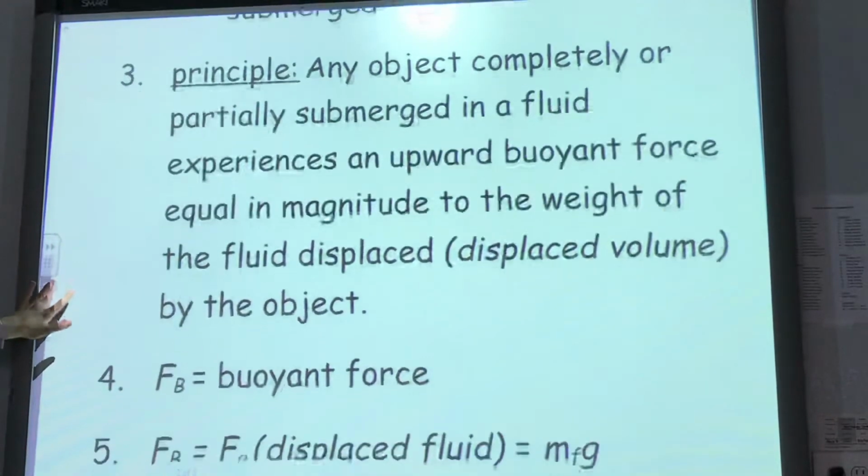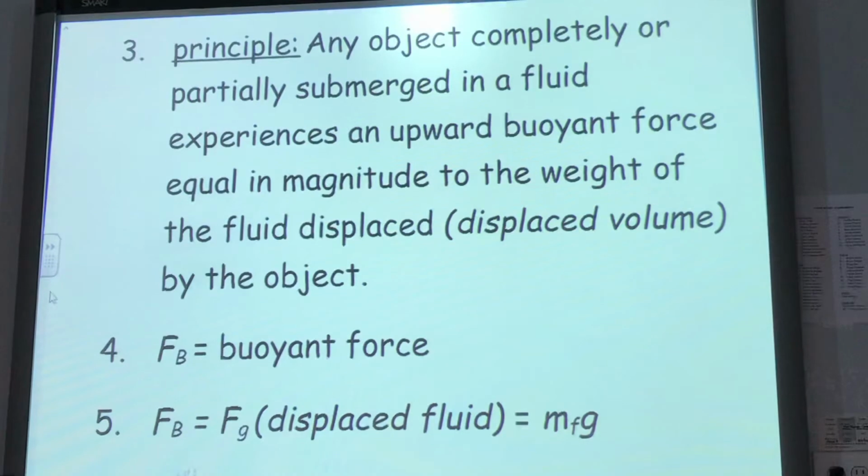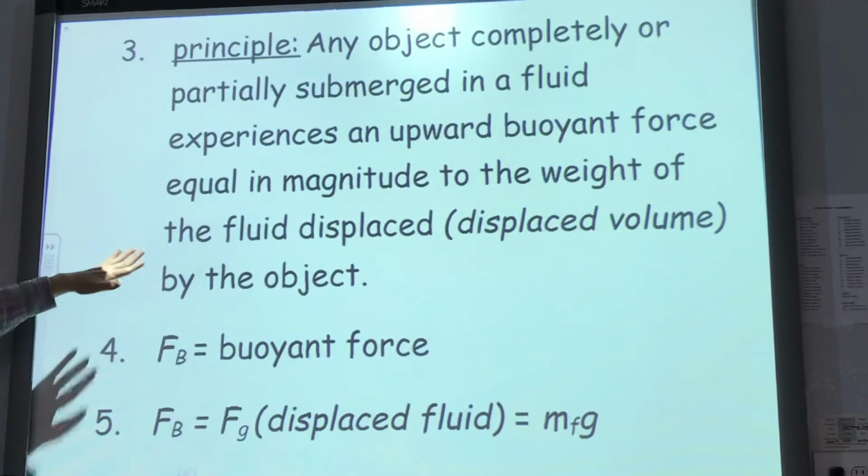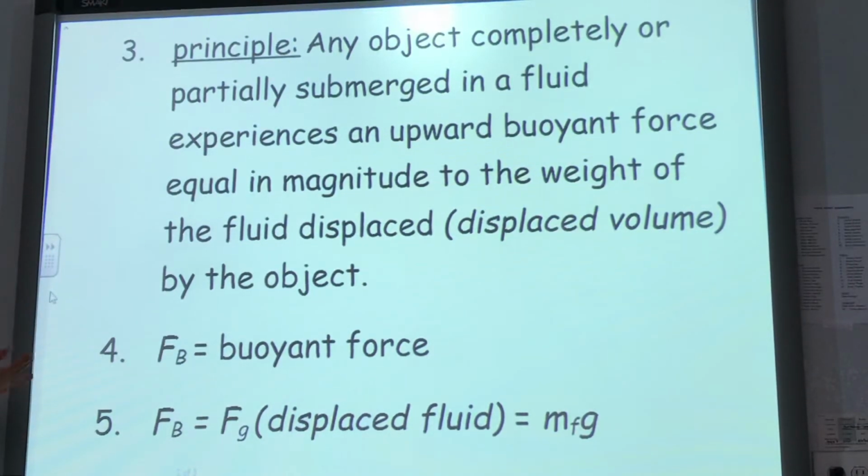And this led him to this principle, Archimedes' principle, that any object completely or partially submerged in a fluid will experience an upward buoyant force that is equal in magnitude to the weight of the fluid displaced, okay, by that object. So the idea that the object displaces the volume, that's kind of intuitive and kind of makes sense. But Archimedes went a little bit further. He said also the buoyant force is going to be equal to the magnitude of the weight of that fluid, that displaced volume of fluid.